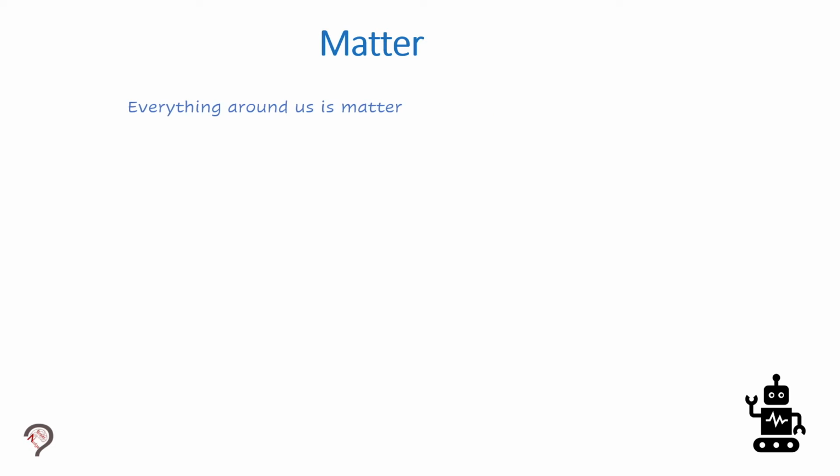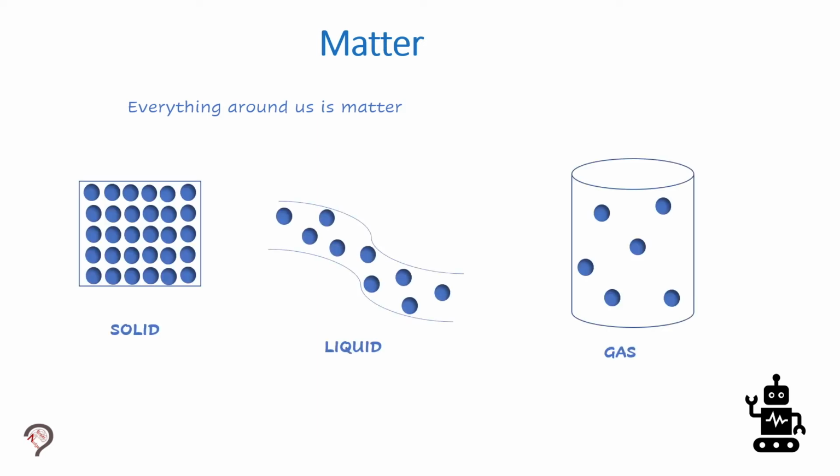Everything around us is matter. So all solids, liquids and gases are matter. Matter is made of very small particles called molecules. The arrangement of these particles decides what is a solid, what is a liquid, and what is a gas. If you look at the picture that is in front of you now, does it tell you how the particles or molecules are arranged in a solid, liquid, and gas?